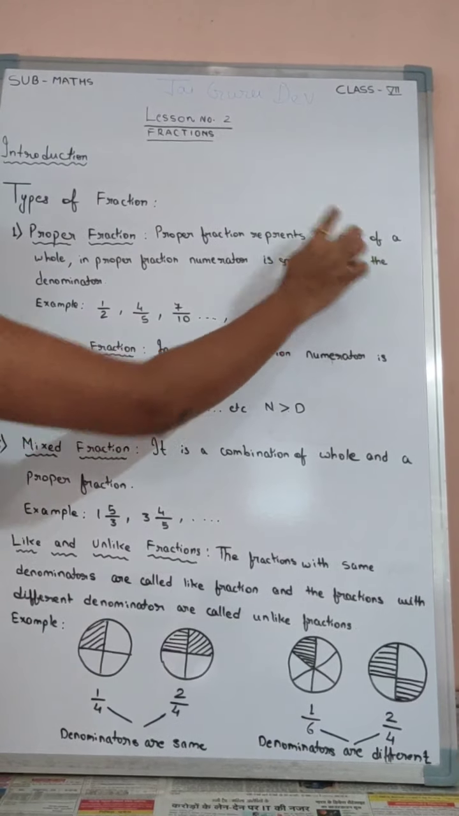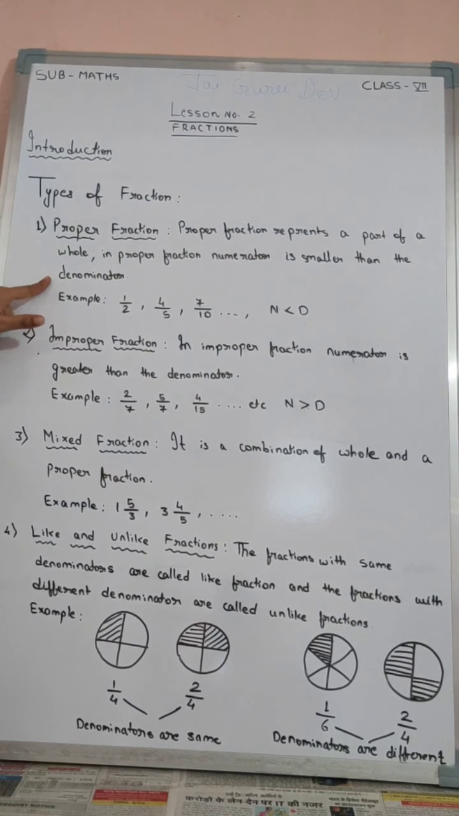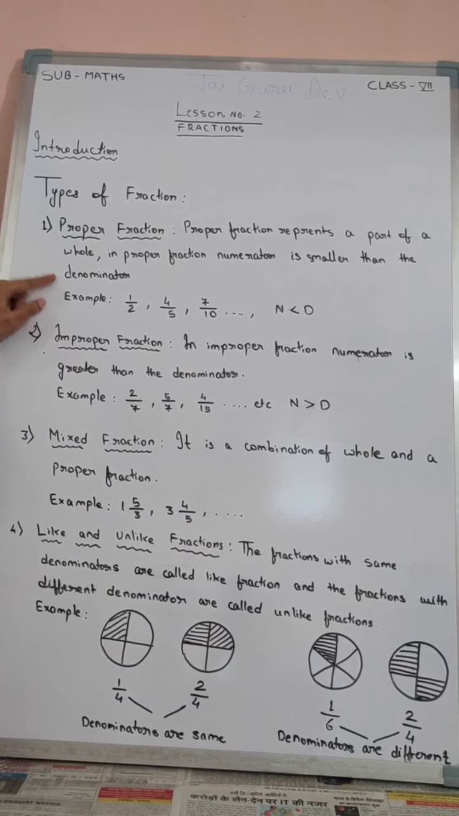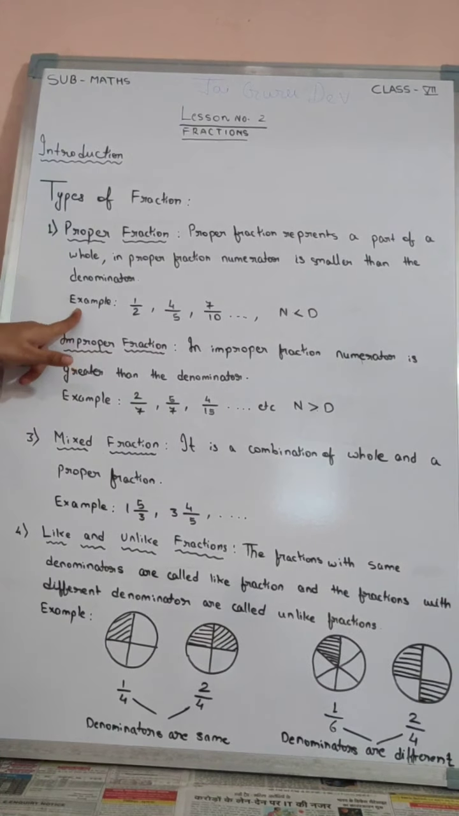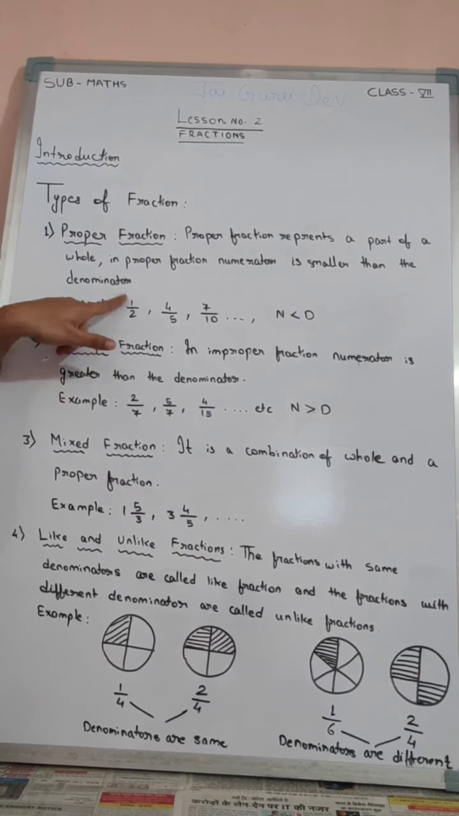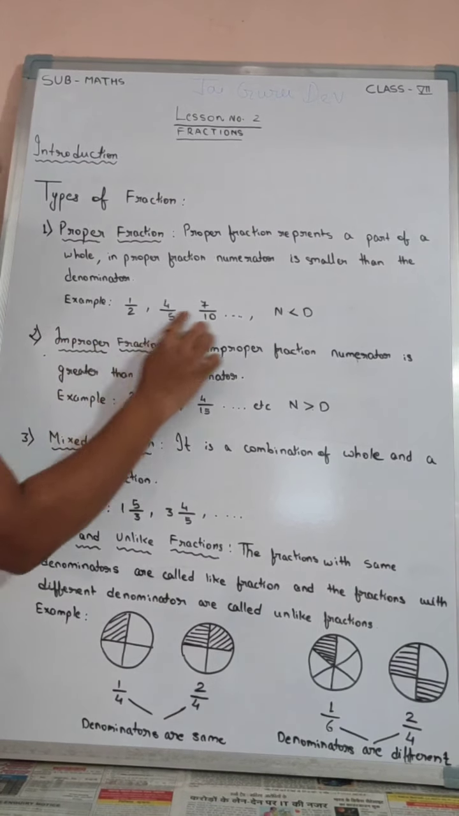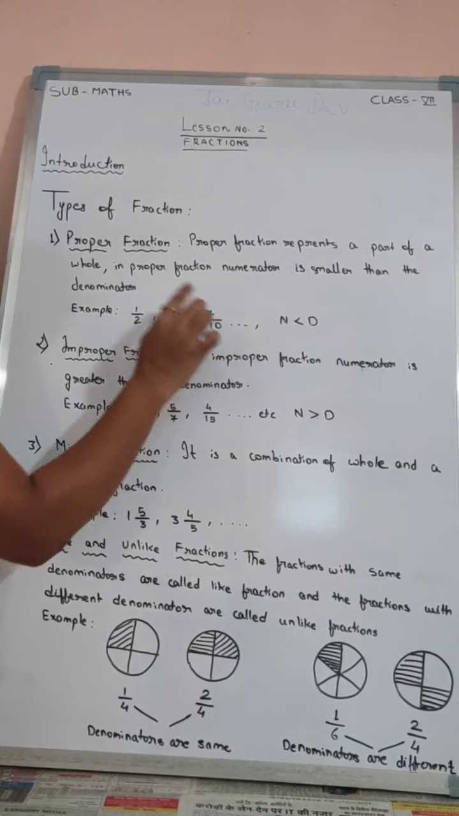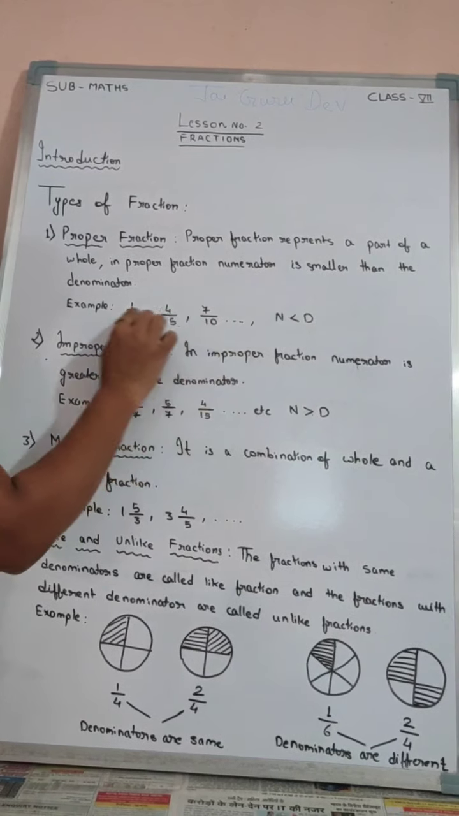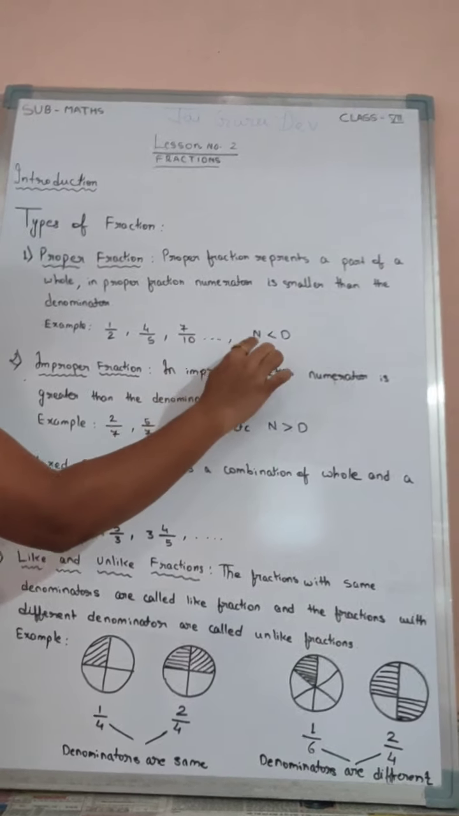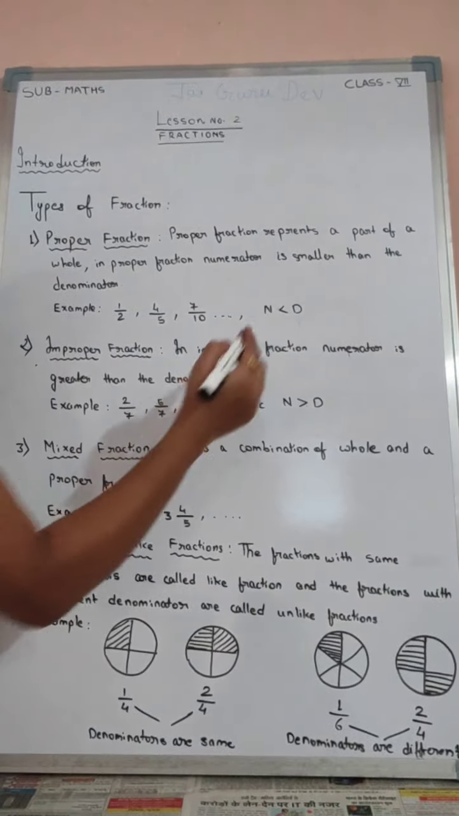A proper fraction represents a part of a whole. In a proper fraction, the numerator is smaller than the denominator. Always remember this. For example, we will write some fractions: 1 by 2, 4 by 5 and 7 by 10. In these three fractions, you will notice that 1, 4 and 7 are the numerators and 2, 5 and 10 are the denominators, where the numerators are less than the denominators. So always remember, in a proper fraction, the numerator is always less than the denominator.